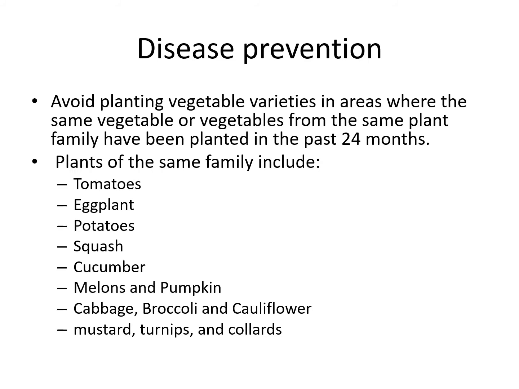Avoid planting vegetable varieties in areas where the same vegetable from the same plant family have been planted in the past 2 years. So I'll do another series on companion gardening and crop rotation. Plants of the same family include the tomatoes, eggplants, potatoes, squash, cucumber, melons and pumpkins, cabbage, broccoli, and cauliflower, mustard, turnips, and collards.